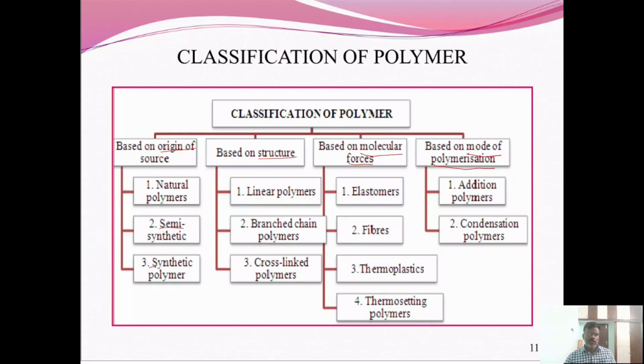And the last one is synthetic polymers. These polymers are synthesized in the laboratory. The best example is polyethylene. PVC, polystyrene, there are so many polymers. Teflon, etc. These are all synthetically prepared polymers from the laboratory. Based on the structures, we have three types: linear, branched, and cross-linked.